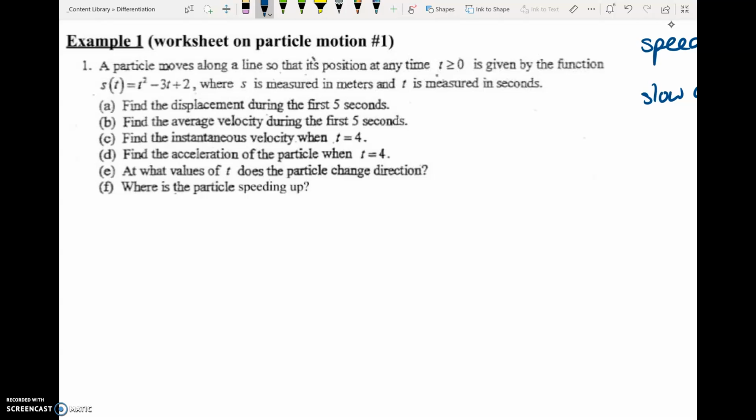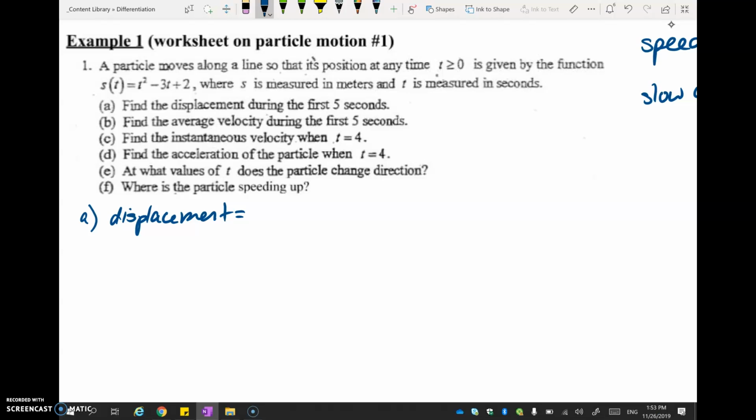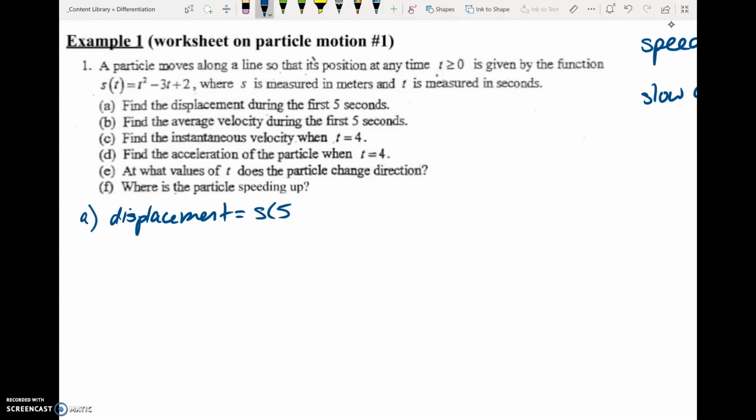If we want to find the displacement during the first 5 seconds, well, this equation gives us our position, which also gives us our displacement in a way. So for the first one, displacement is usually calculated as your first position minus your second position, or in this case is going to be your position at 5 seconds minus your position at 0 seconds, the very beginning. And then we're just going to plug this in.